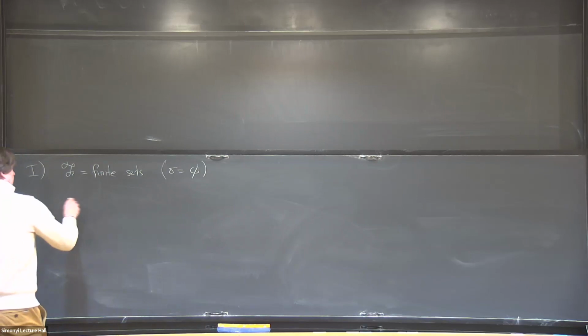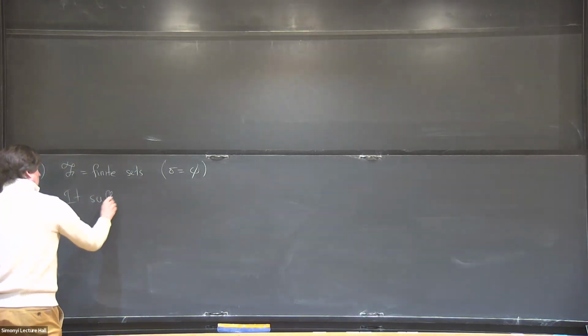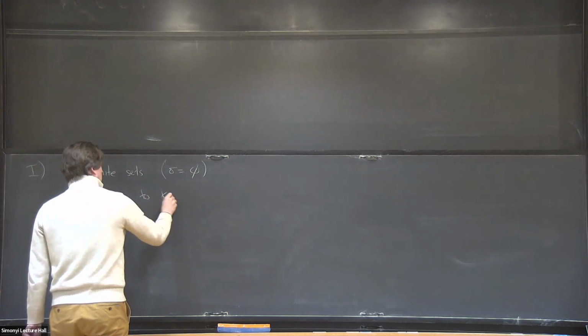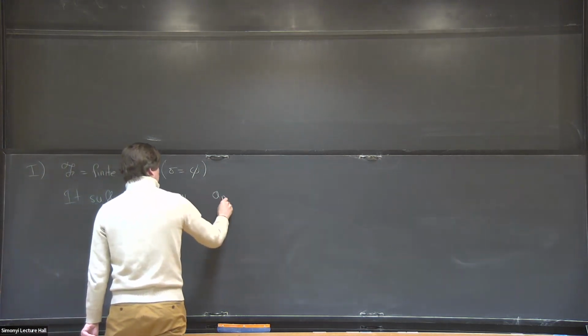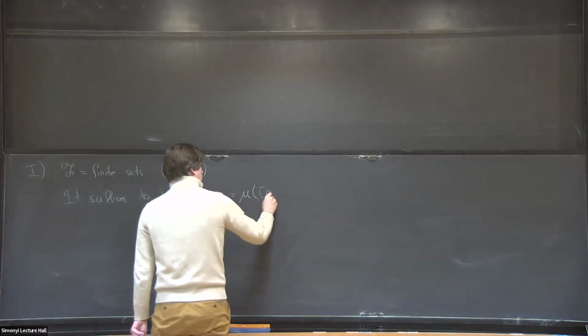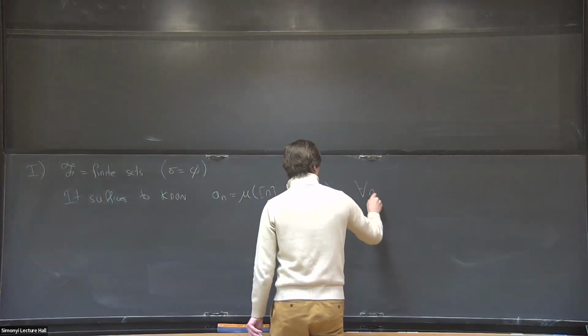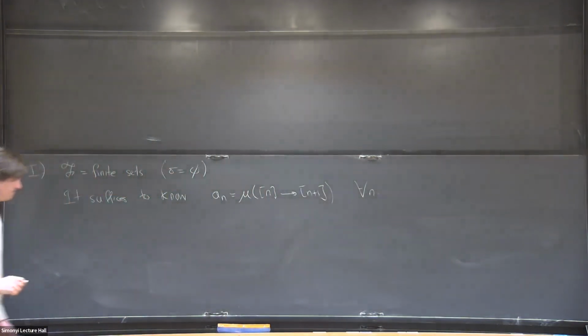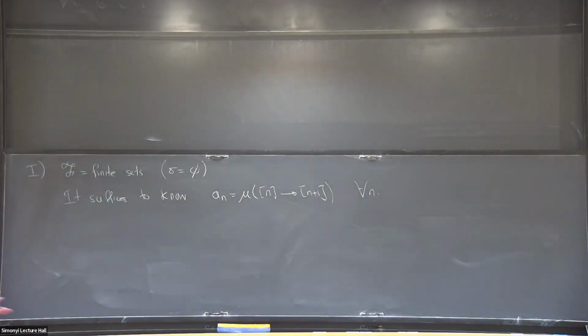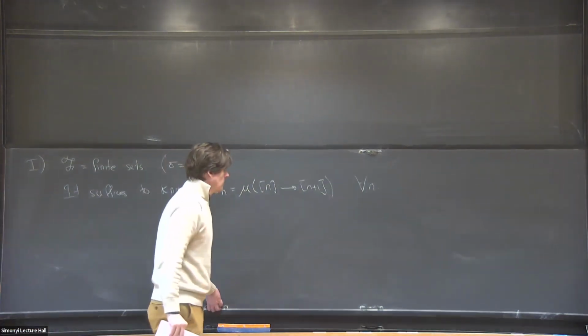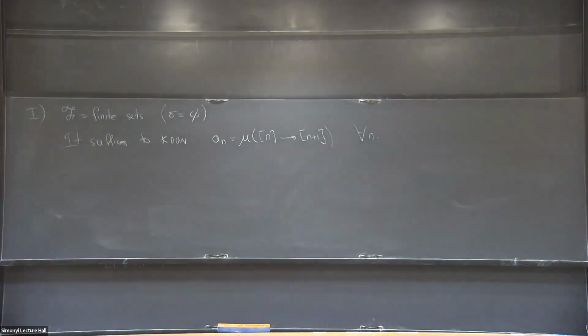So it suffices to know. Let me call a_n the value of the measure when we embed n into n plus 1. So it's nice to know this for all n. Okay, and when I say it suffices to know this, we're already making use of equation 2, right? And so the constraints on these a_n are going to come from equation 3. So we should think about what amalgamations are telling us here.